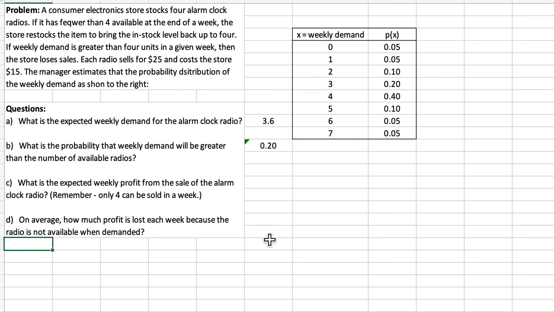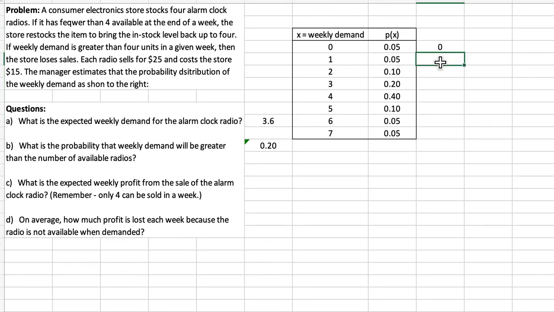Looking at part C now, what is the expected weekly profit from the sale of the alarm clock radio, remembering that we only sell 4 in a week? We sell them for 25, we buy them for 15, so that means we profit $10 per radio. I'm going to make another column over here because it lines up with the probability as well. If we have 0 demanded, we make 0 money, and that happens 5% of the time. I'm just going to center this column here.